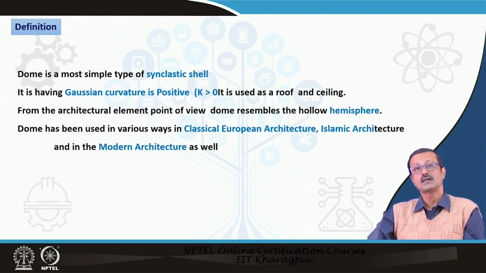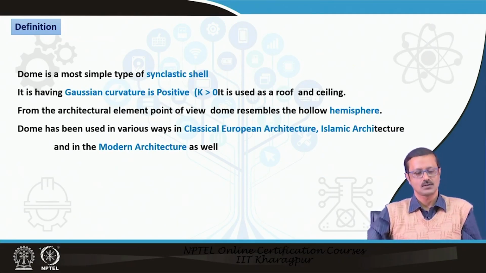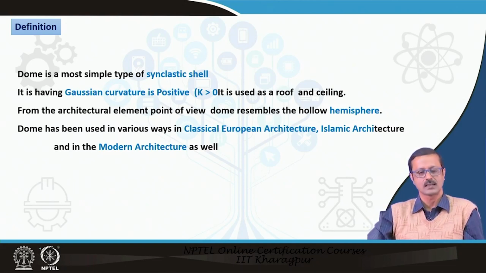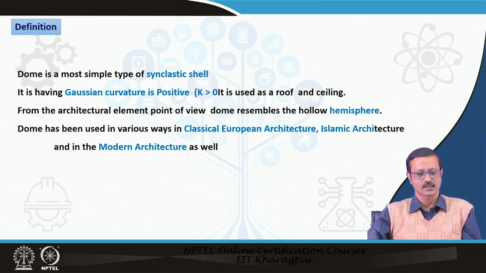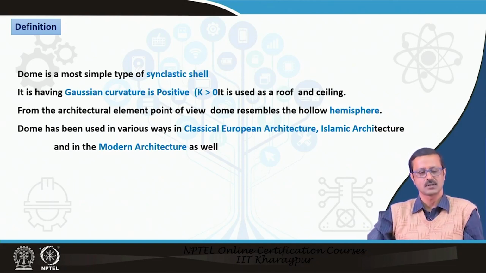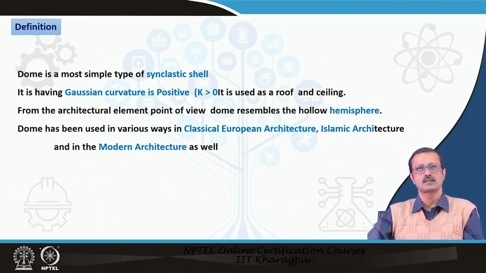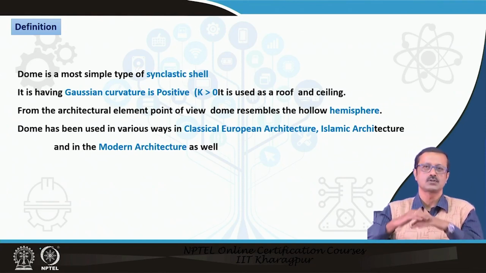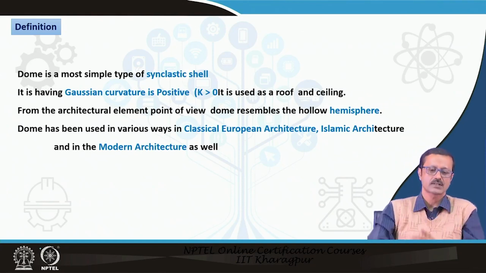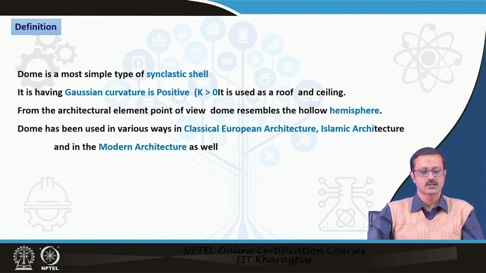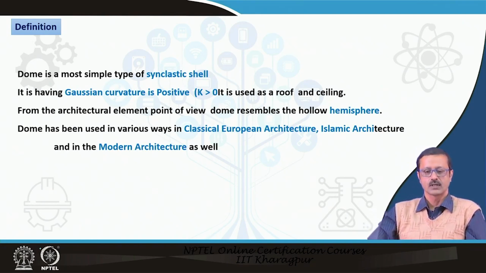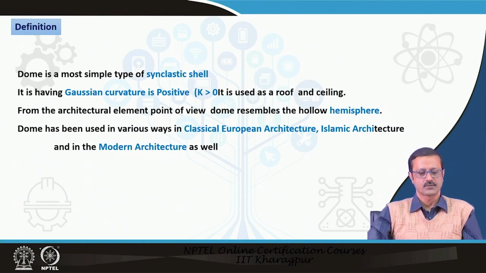So, what is a dome? A dome, as you all know, is one type of shell, a synclastic shell with double curvature, and it is one of the simplest forms of the synclastic shell. As it is a synclastic shell, the Gaussian curvature is positive, because both curvatures are in the same direction, with the radii of curvature in the same direction and positive. It is used for roof covering and for the ceiling.